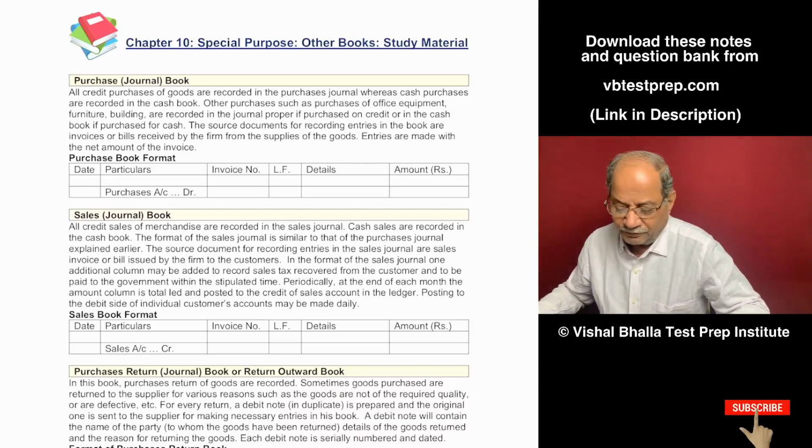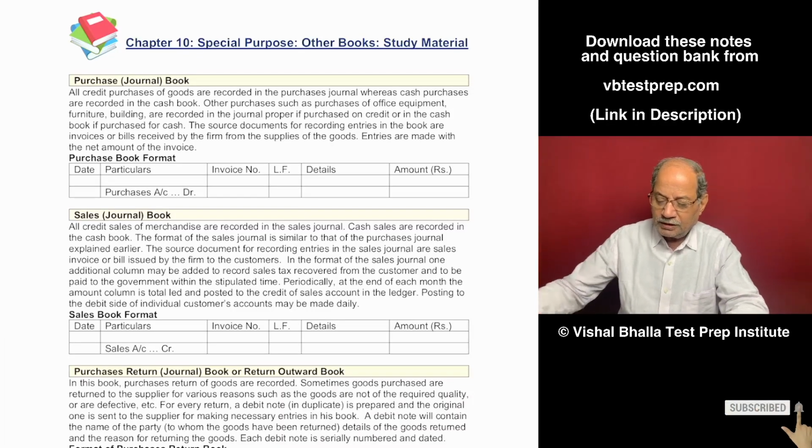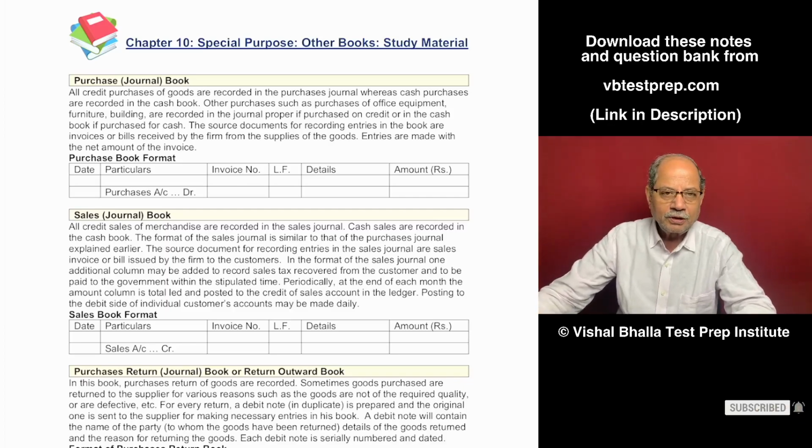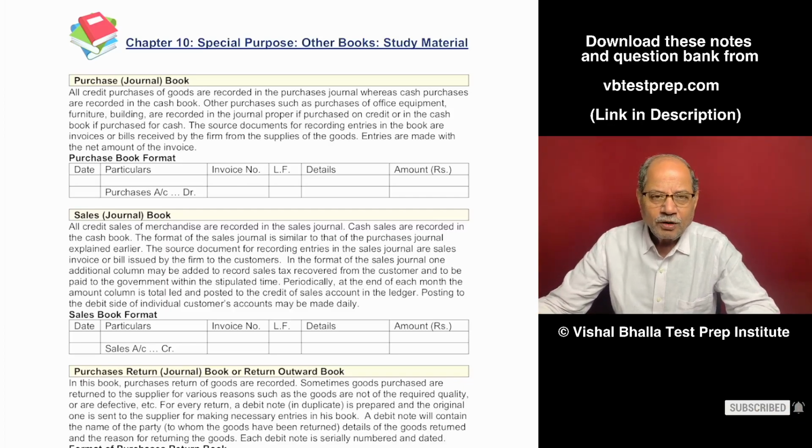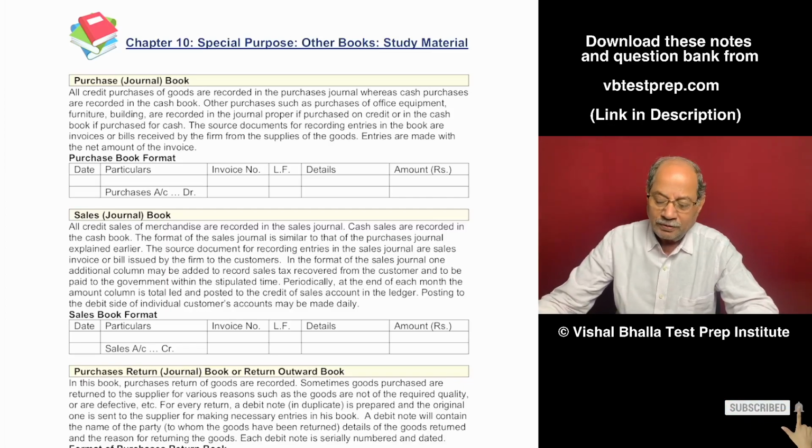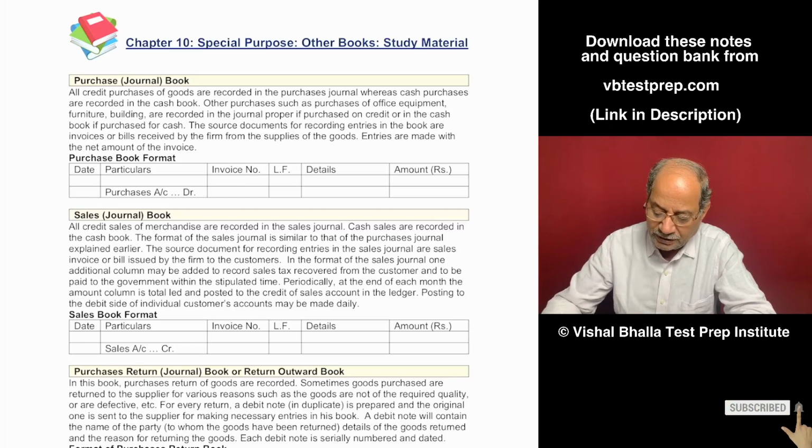Good morning, friends. In the series of special purpose books or specific journals, after the cash book and the petty cash book, we are now to start with the special purpose books, and in that series, the first book is the purchase book.